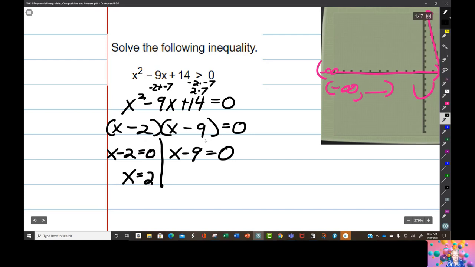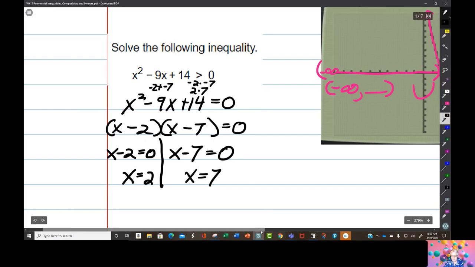That's a 9? No, it's a 7, dinky. Don't call names. X equals 7. There. So, 2 and 7.